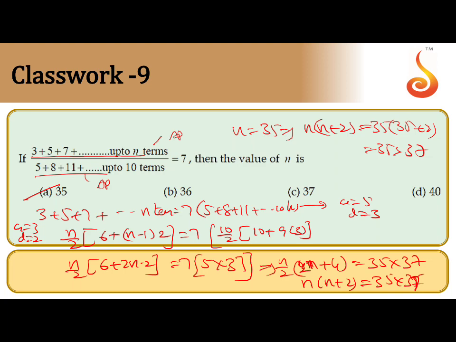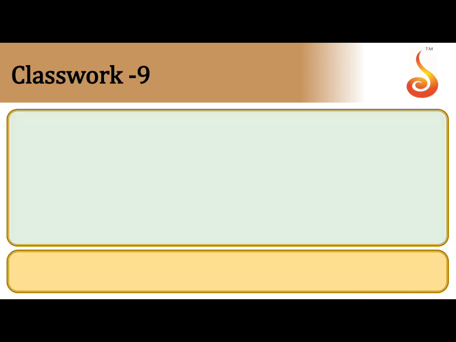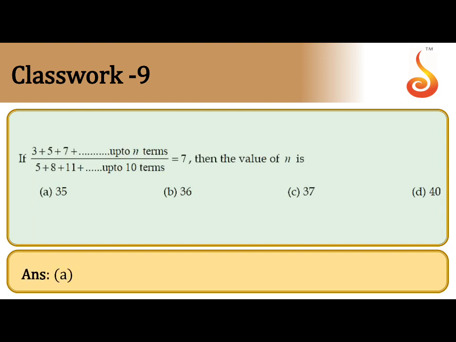So first thing, cross multiply and solve the sum of n terms on both the sides and solve it to get the answer for this one only. So got it? Next. Check the answer. Answer n equal to 35.